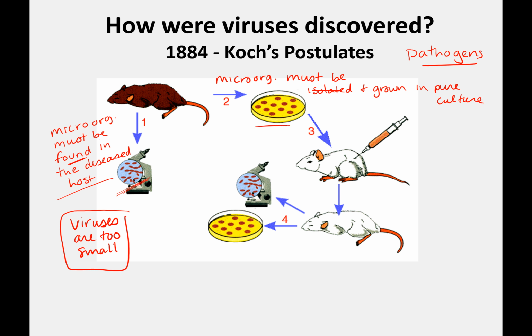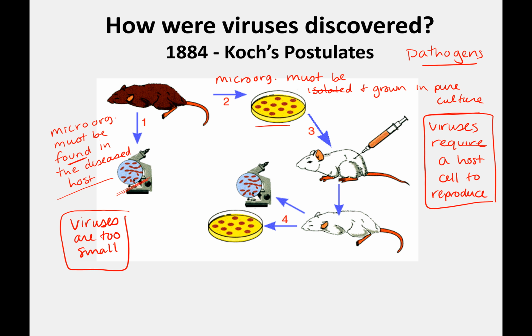So they knew lots of ways to grow bacteria, fungi, things like that. You could see protozoa under the microscope. But the problem with viruses is viruses require a host cell to reproduce. So you can't grow a virus without what we call tissue culture, without a cell. So they weren't able to satisfy the second part of Koch's postulates.